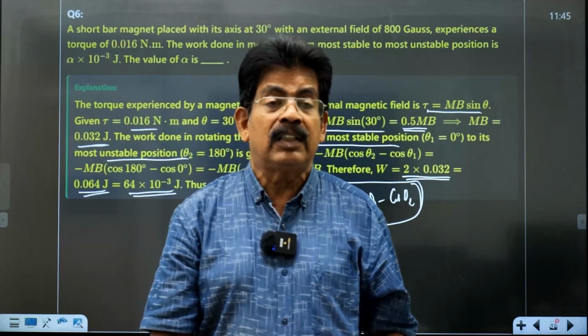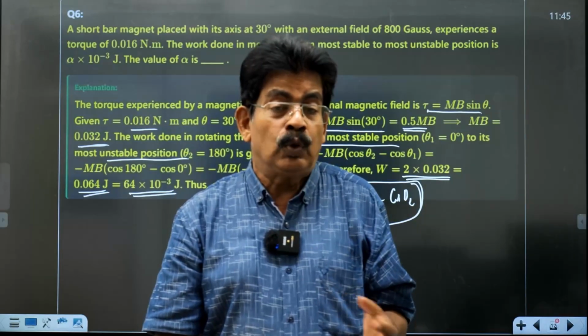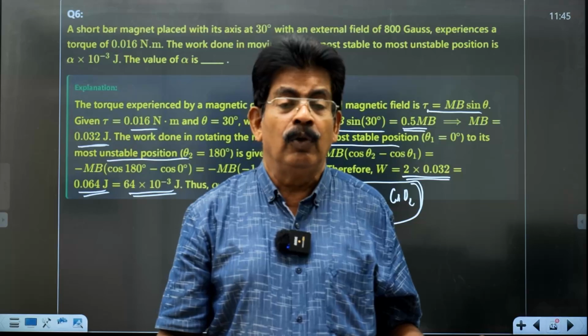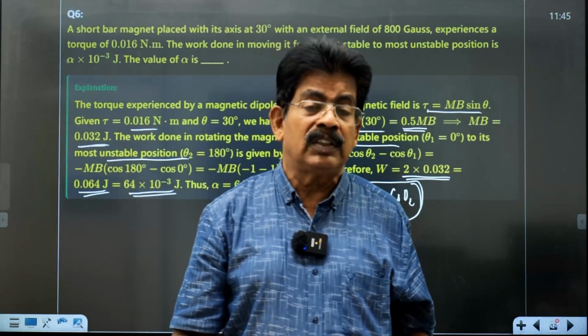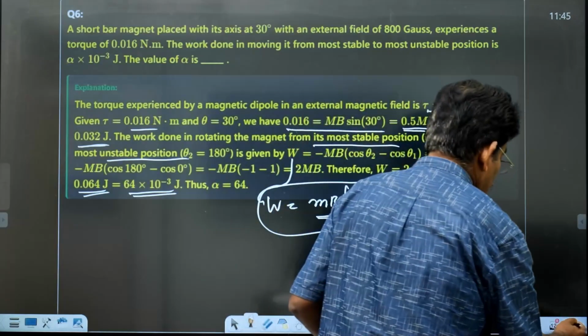That is also a basic formula to remember. The work done is given by 2mB, that's the basic result. Or we can remember the formula mB into (cos theta 1 minus cos theta 2), where theta 1 is the initial position and theta 2 is the final position. We go to the next question.